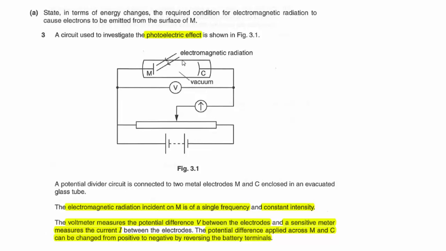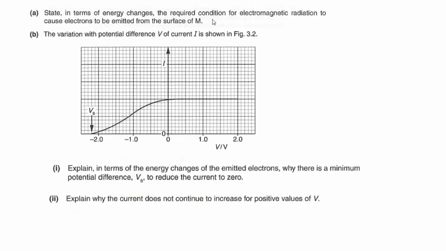We are told that light shining on M has a single frequency and a constant intensity. The lower part of the circuit has a variable potential difference for us to change the potential difference across the two electrodes. Parts A and B are qualitative questions in which we are asked to state the condition for electrons to be emitted from the surface of M, explain why there is a minimum potential difference to reduce the current to zero, and explain why current does not continue to increase for positive values of V.